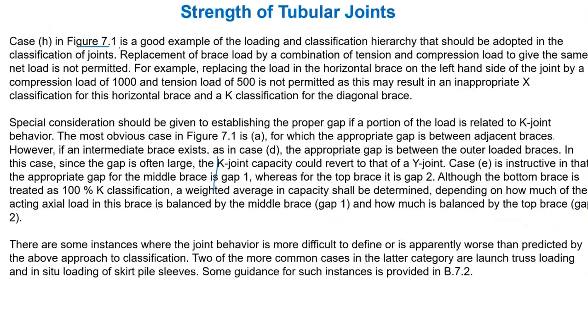It says here, figure 7 is a good example of the loading and classification hierarchy that should be adopted in the classification of joints. A replacement of brace load by a combination of tension and compression load to give the same net load is not permitted. Actually, if you see this net load here, suppose it's 1000, here 400, net it will be 400. That means only these two loadings are there, here no load. Like that, we should not use a net load. It will become a Y joint, but actually, it should be considered as an X joint only. It should not be considered as a Y joint. Net load we should not consider. That's what they mean.